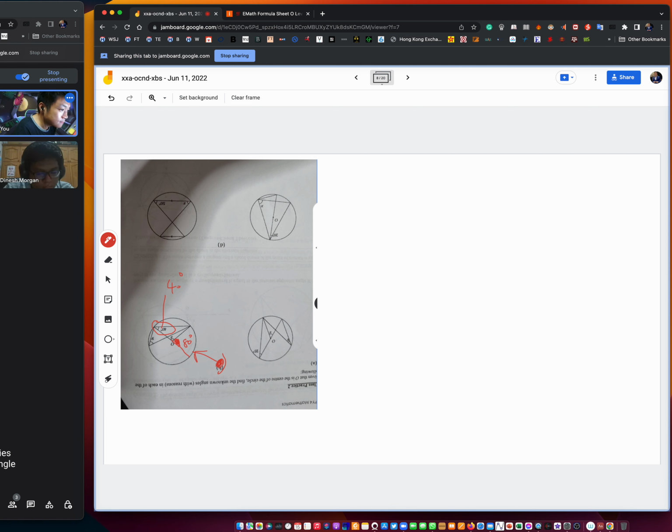Okay. Good. Then that's how you find x. Then of course once you find x, you can find y. For b. Okay. Then which question you say you don't know how to do at all?